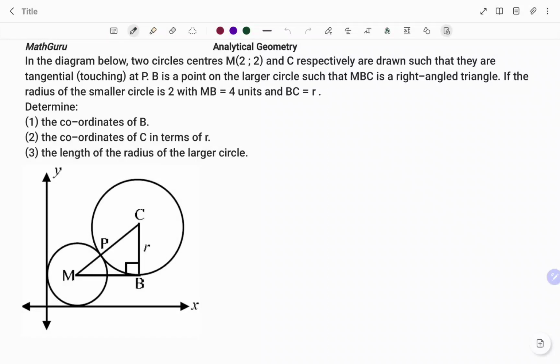In this video, I'm going to show you how to solve the following analytical geometry question.